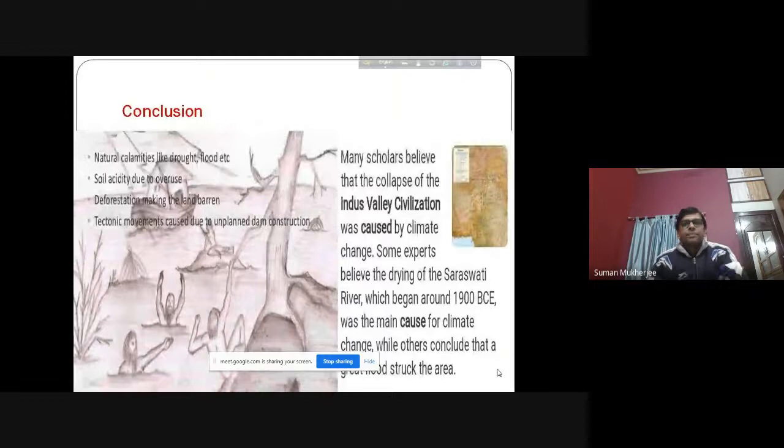Now, in conclusion, we may conclude that natural calamities like drought, flood, etc., resulted in the decline, soil acidity due to overuse and deforestation making the land barren, and tectonic movements caused due to unplanned dam constructions. These are the points which are discussed by some of the historians, and some of the historians and many scholars believe that the collapse of the Indus Valley civilization was caused by climate change. Some experts believe that the drying of the Saraswati River, which began around 1900 BCE, was the main cause for the climate change, while others conclude that the Aryan invasion was the major cause.